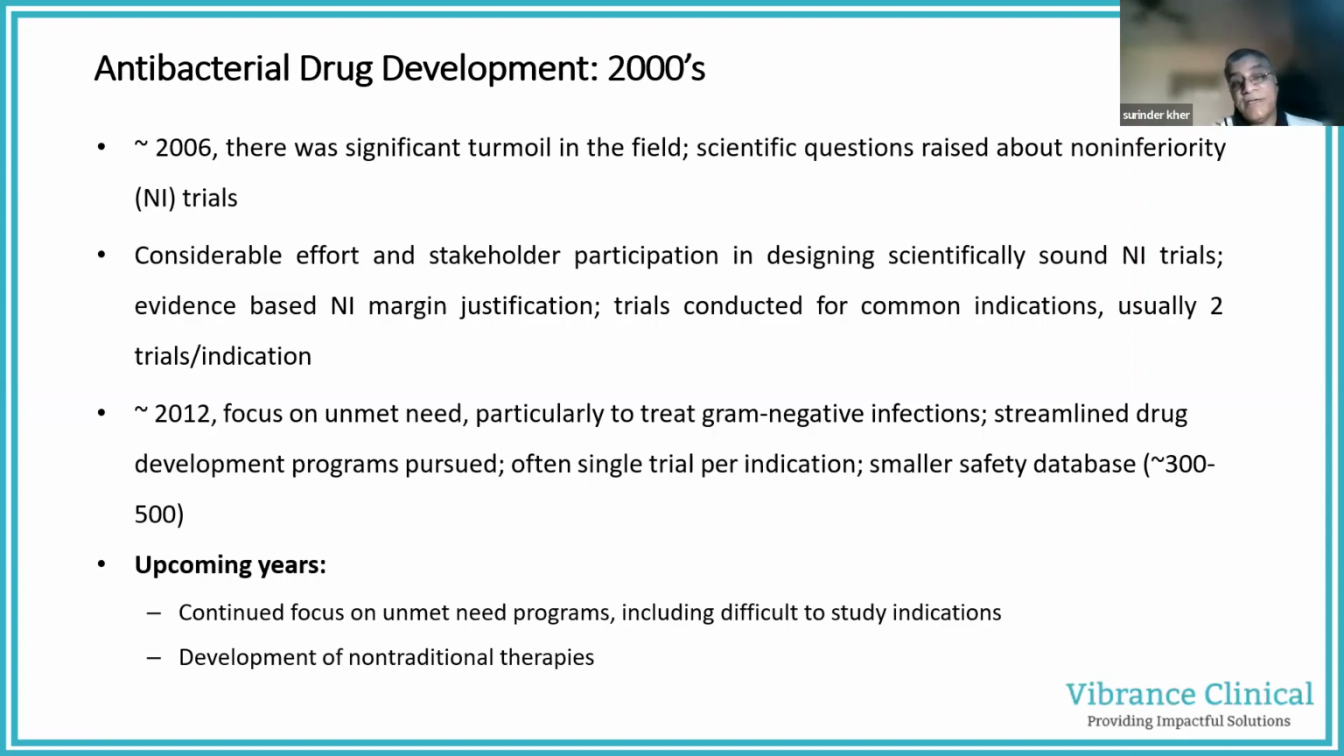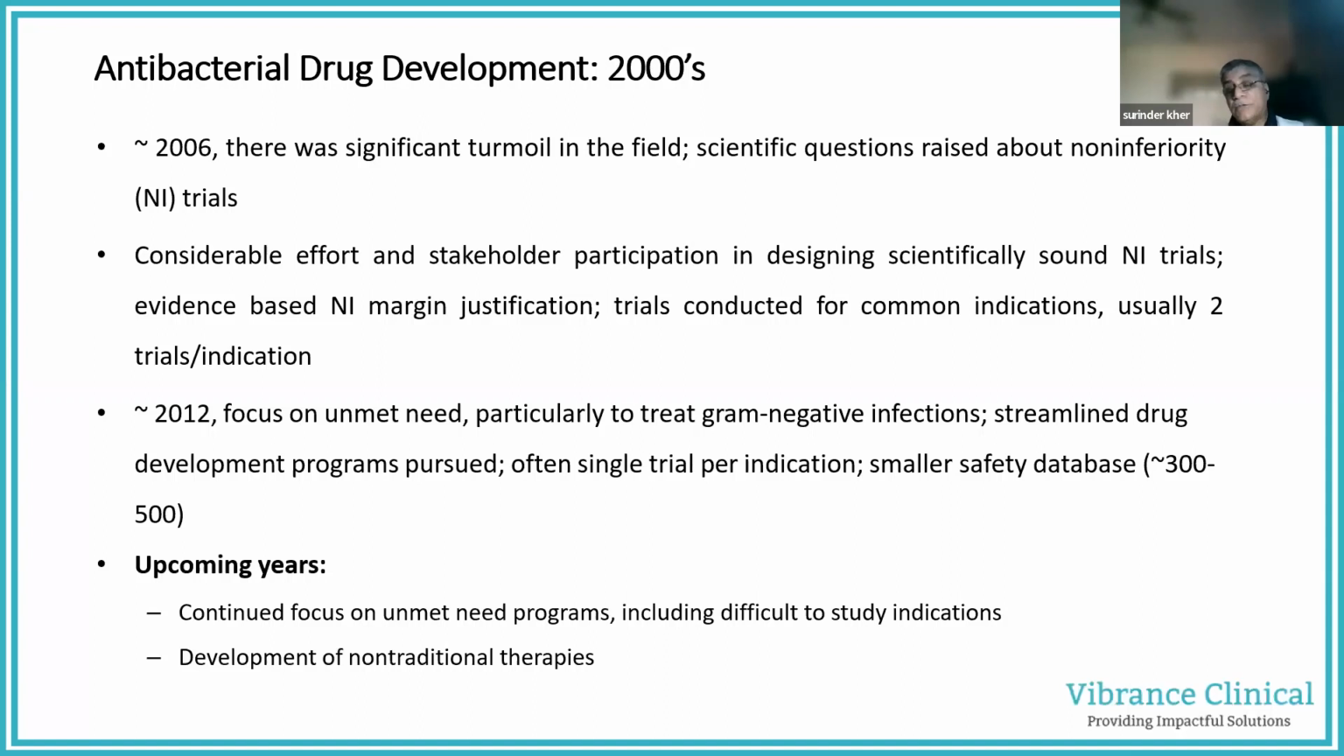So considerable effort and stakeholder participation went into designing scientifically sound trials and evidence-based trials with margin justifications, trials conducted for common indications. All this went on, and in 2012, there was a focus on unmet need, particularly to treat gram-negative infections as these infections became more and resistances started coming in. So there was a focus towards all of this. And this streamlined the drug development programs that were pursued, and often a single trial per indication and a smaller safety database, between 300 to 500 patients, would be acceptable by most regulatory agencies.